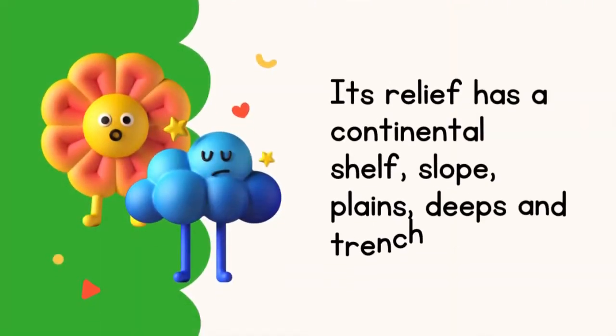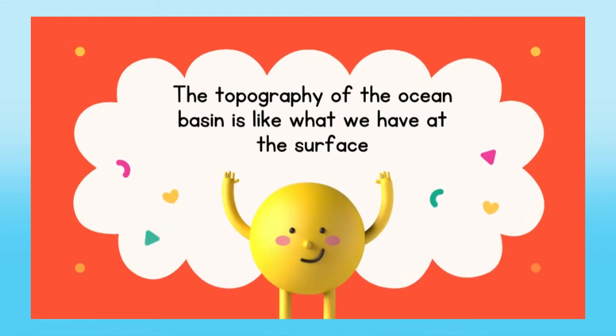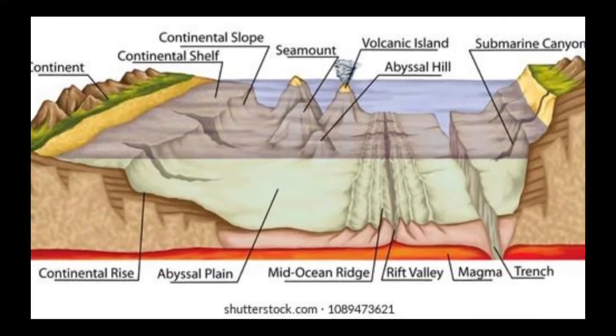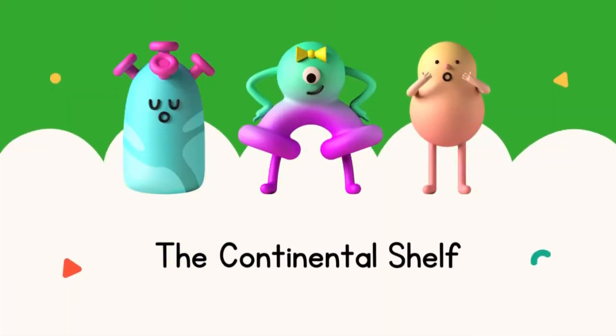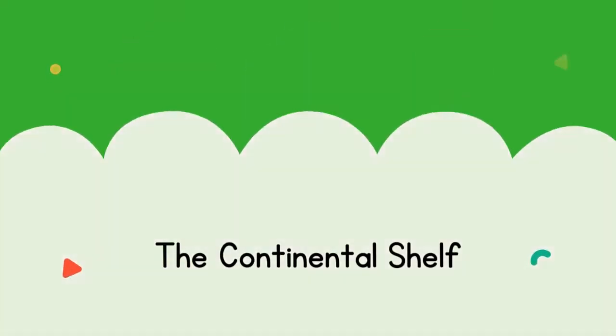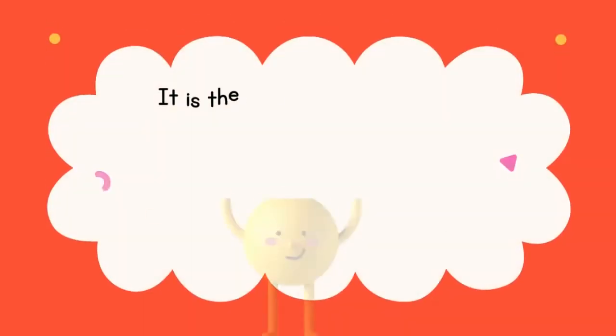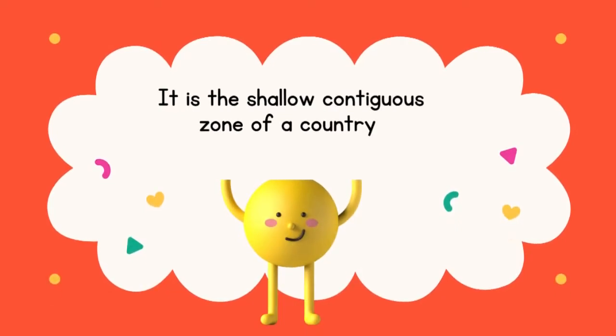Just like we have on the normal surface topography, the ocean basin has all the regular features like mountains, plateaus, and others. So let's see the ocean relief. The first part of the ocean relief is the continental shelf. The continental shelf is a shallow part of the waters that form the continental ledge or a country's contiguous zone that is 200 kilometers into the waters.